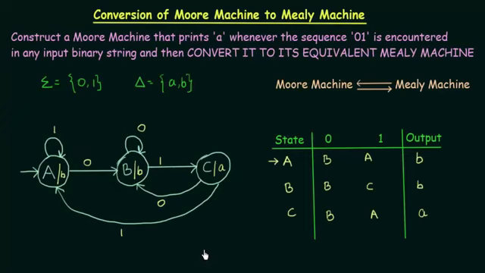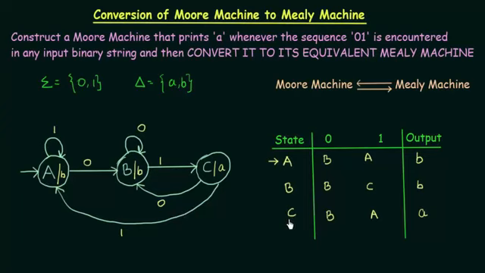So here I have designed the Moore machine for this question, that is, it will print A whenever the sequence 01 is encountered. Here we have our inputs as 0 and 1 and we have our outputs as A and b. We have already done this example. Here we see that we have three states A, B, C, and on getting the sequence 01, it comes to state C and it prints A. So this is the transition diagram, and this is the transition table.